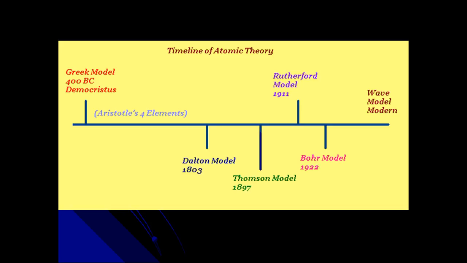Again, if we look at this next slide, this timeline of atomic theory, it's depressing to me. So here is the Greek model, Democritus's theory. This is when he theorized that the atom was the smallest building block. And then Aristotle's four elements is ultimately what ruled the day for 2,200 years. So here is when Dalton, the next scientist, goes back to what Democritus stated, that the atom is the smallest building block of matter.